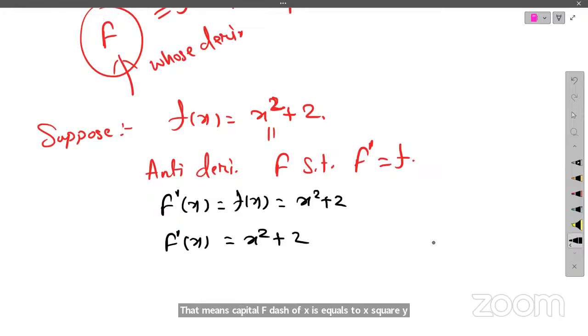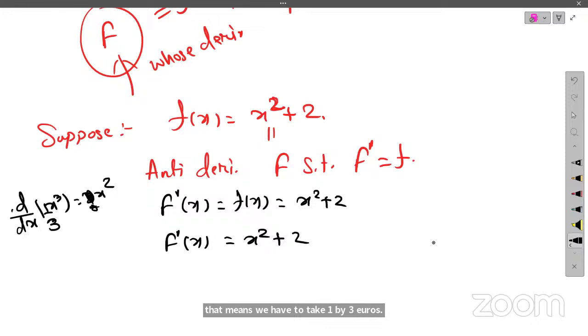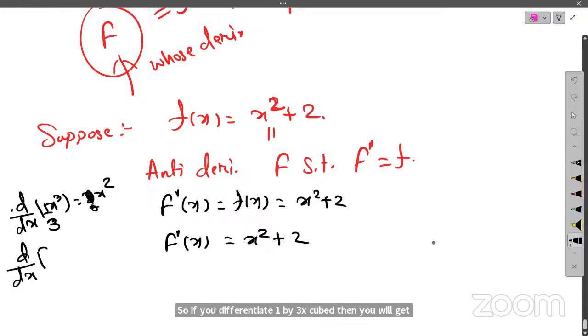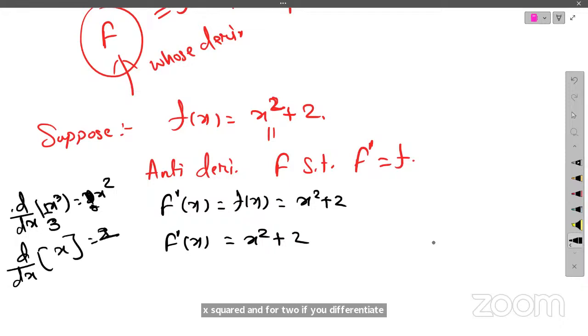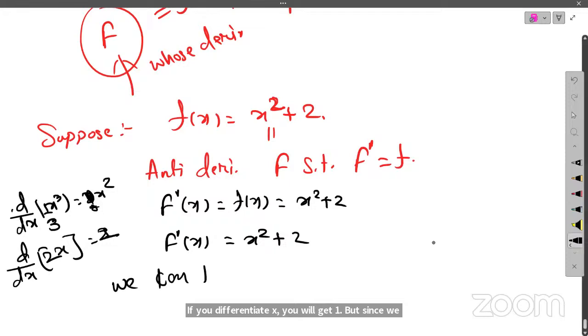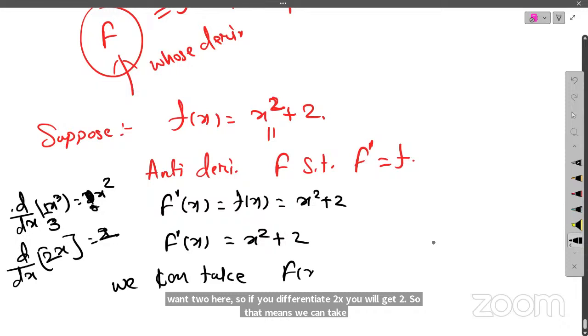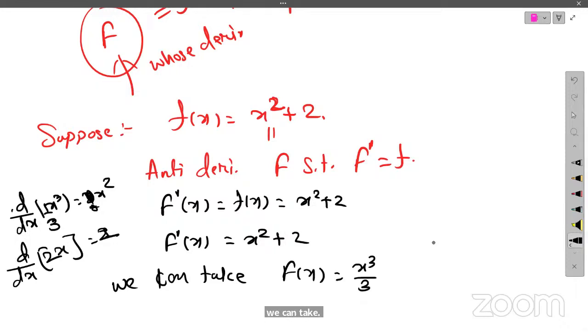Now what guesses can we make? Since x square is there, if I differentiate x cube, I can get x square. But if you differentiate x cube, you will get 3x square. Here we don't have 3, so we have to take 1 by 3 as well. If you differentiate 1 by 3 x cube, you will get x square. And for the 2, if you differentiate x, you will get 1. But since we want 2 here, if you differentiate 2x, you will get 2. So we can take capital F of x to be equal to x cubed by 3 plus 2x.